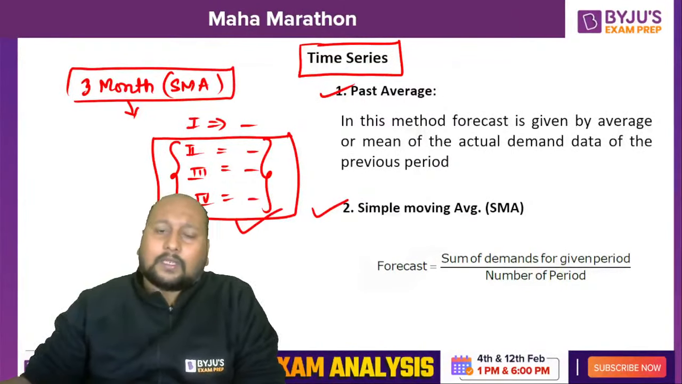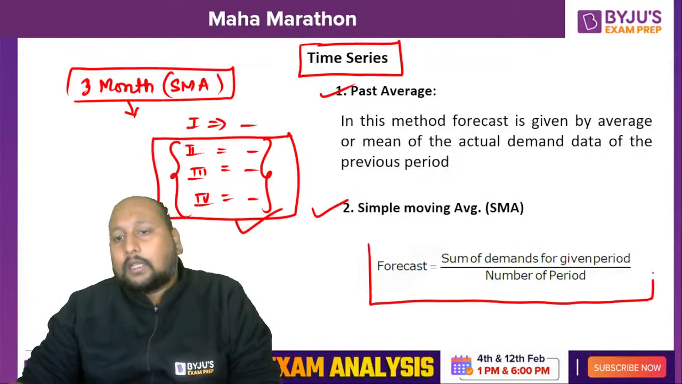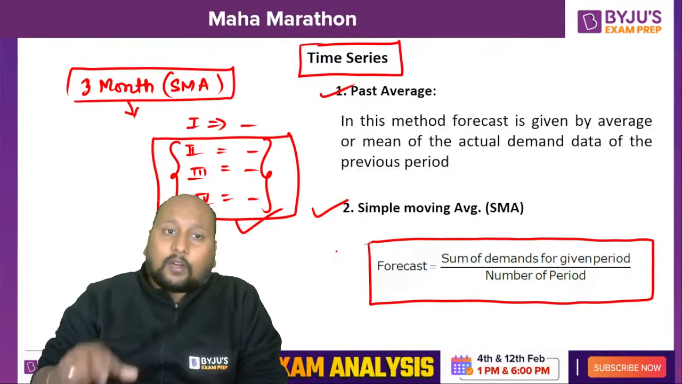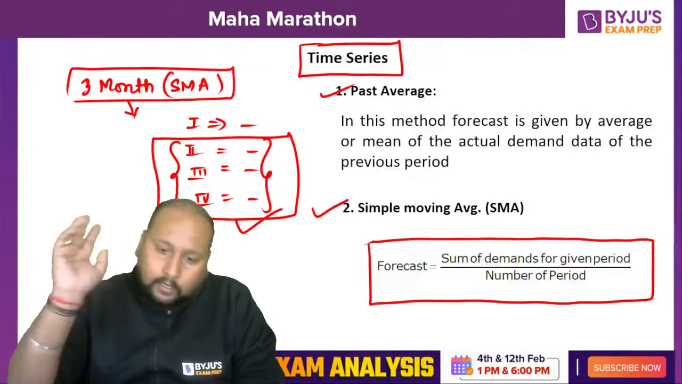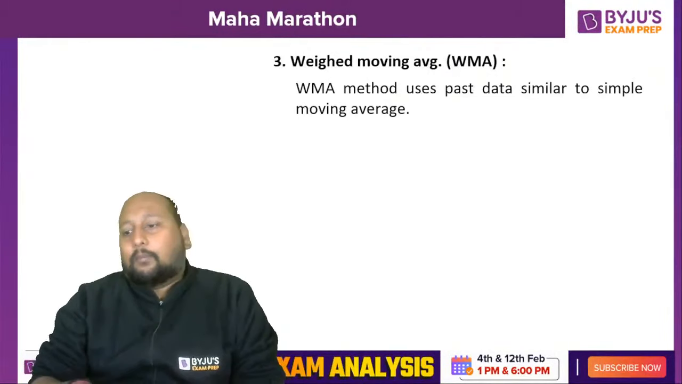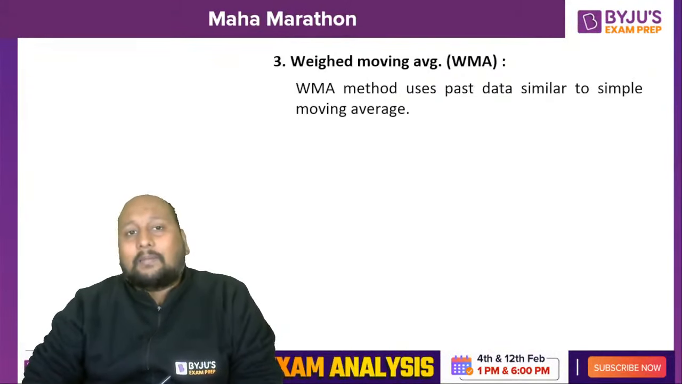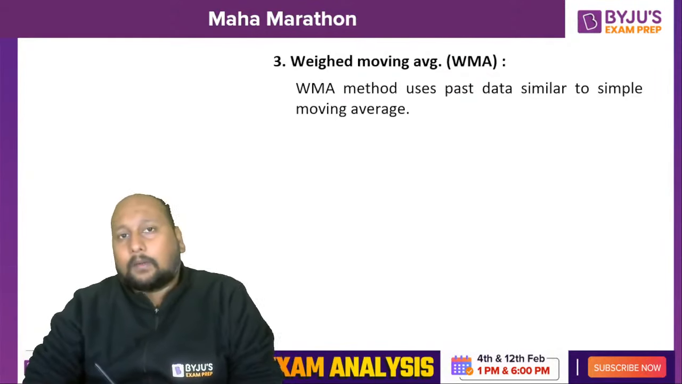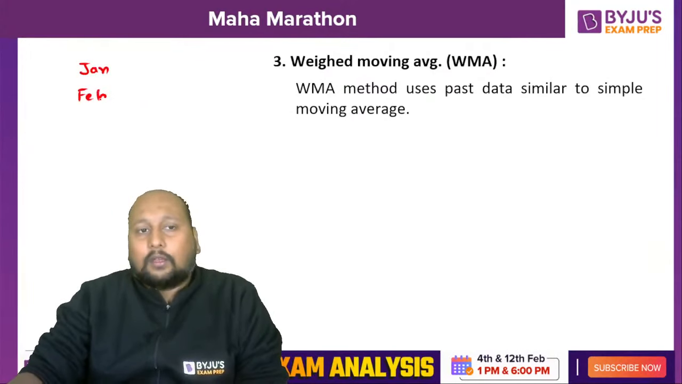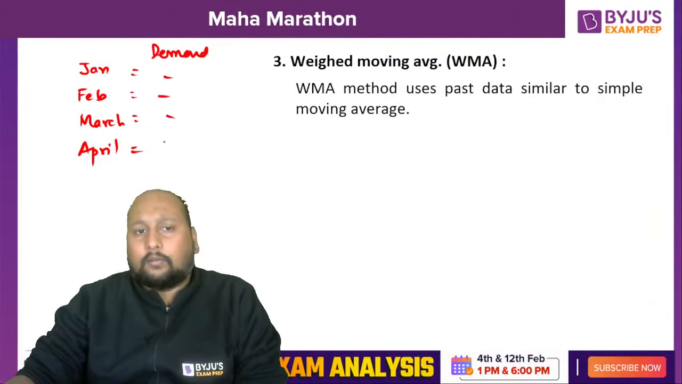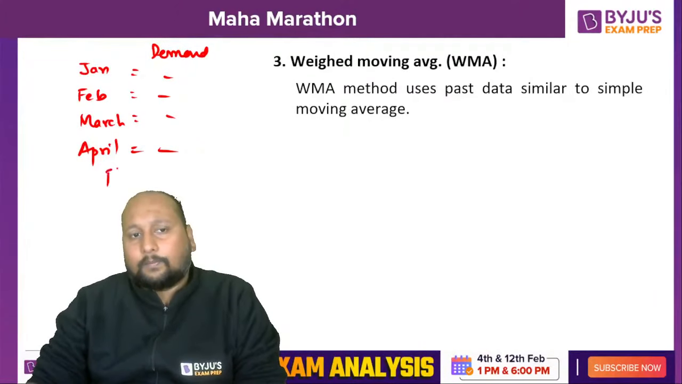So simple moving average is nothing but taking the average of the demand only for some specific values. Past average means you take the average of all the values. Now if I talk about weighted moving average, in this case I'll be assigning some weights to the recent data. Say I have January, February, March, April, with some demand values 2, 3, 4, and they're asking what is the forecast for the month of May.